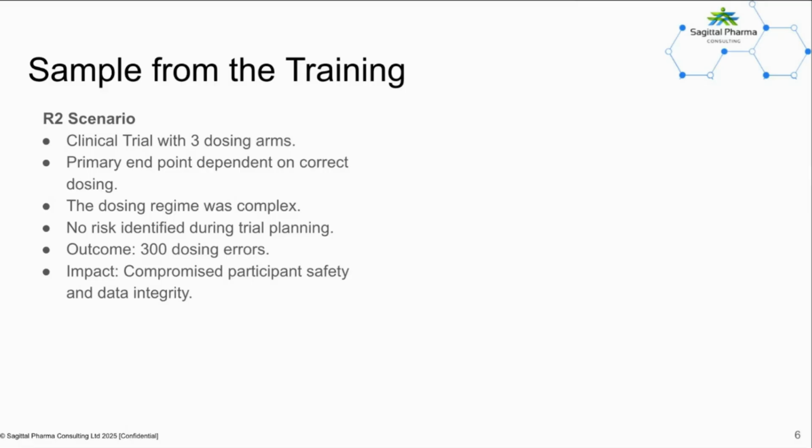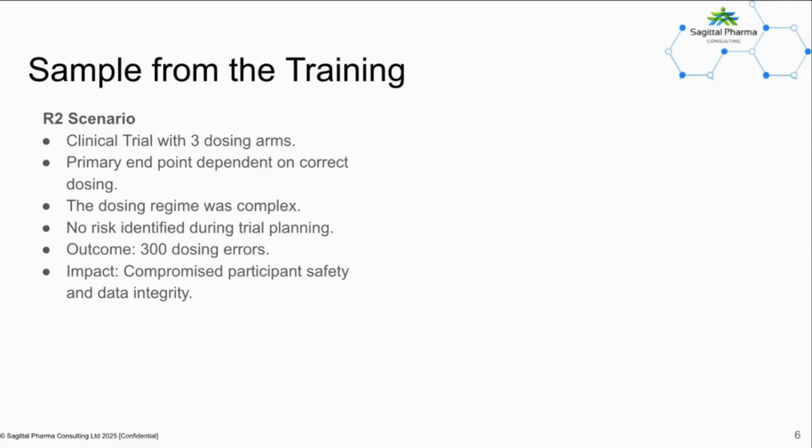However, the dosing regime in this particular clinical trial was complex, involving weight-based adjustments, titrations, and specific timing requirements. Under R2, a formal risk assessment at the planning stage was not mandated. In this clinical trial, the complexity of the dosing was therefore not identified and considered as a critical risk, and therefore no additional controls were implemented to manage it. As a result, the trial experienced 300 dosing errors.